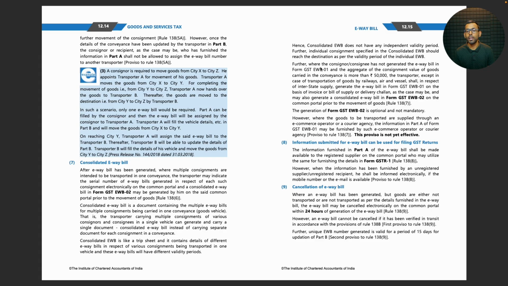Further, where the consignor or consignee has not generated the e-way bill in Form GST EWB 01 and the aggregate of the consignment value of goods carried in the conveyance is more than 50,000, the transporter, except in case of transportation of goods by railways, air, and vessel, shall, in respect of interstate supply, generate the e-way bill in Form GST EWB 1 on the basis of invoice or bill of supply or delivery challan, as the case may be, and may also generate a consolidated e-way bill in Form GST EWB 02 on the common portal prior to the movement of goods.